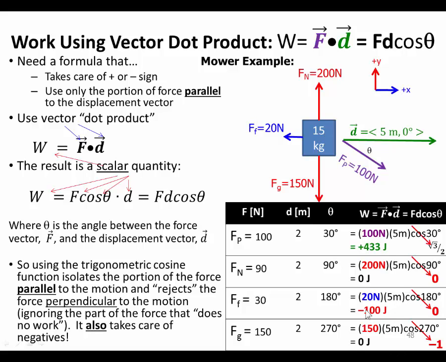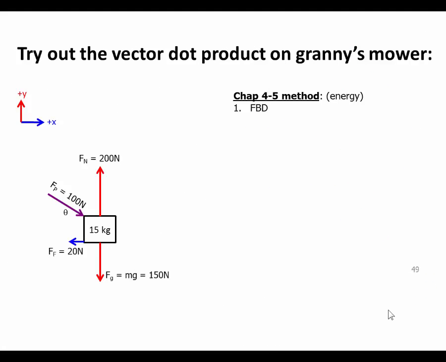And what we end up with, if you look at our results, is the positive 433 joules that we had before. We had no contributions from the normal force or the gravitational force, and we had a -100 joule contribution from our frictional force, which we had in our problem before as well. So this dot product worked out just as we expected. It's a nice clean way to do the math. So let's just see how this works out when we look at the problem as a whole.